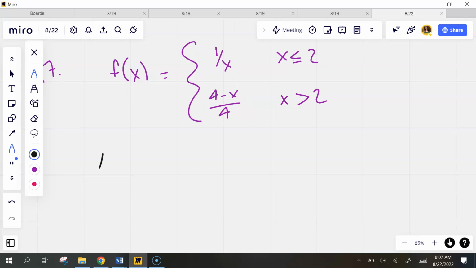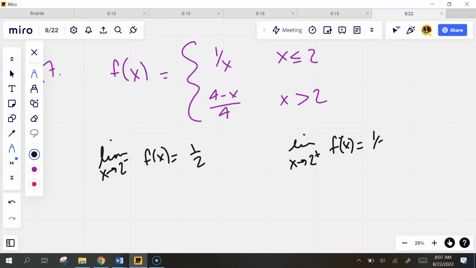So the limit as I come in to 2 from the left is 1/2. The limit as I approach 2 from the right, 4 minus 2 is 2, so it's 1/2 again. So it is continuous, which means I can proceed with the difference quotient. And I need to do it for both sides and make sure the slope matches for both sides, right?